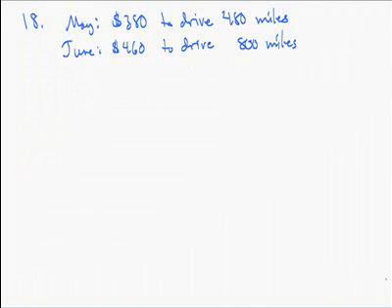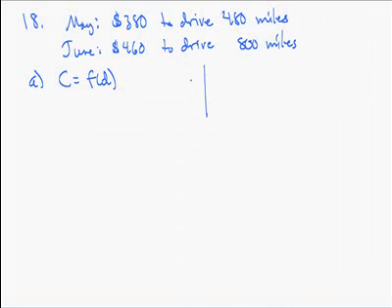Okay, let's go ahead and take a look at number 18. We have the monthly cost of driving a car depends on the number of miles driven. Our friend Lynn found that in May it cost her $380 to drive 480 miles, and in June it cost $460 to drive 800 miles. Part A, we want to express the monthly cost, C, as some function of D. So we want C, the cost, to be a function of the distance driven, D. And we're going to assume that we have a linear relationship, and that will be a suitable model for this function.